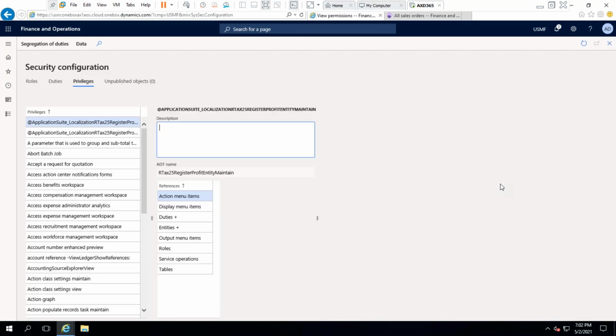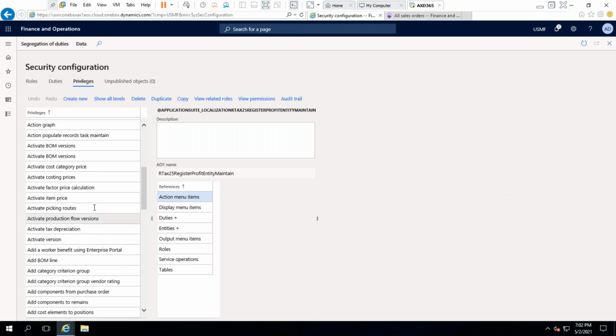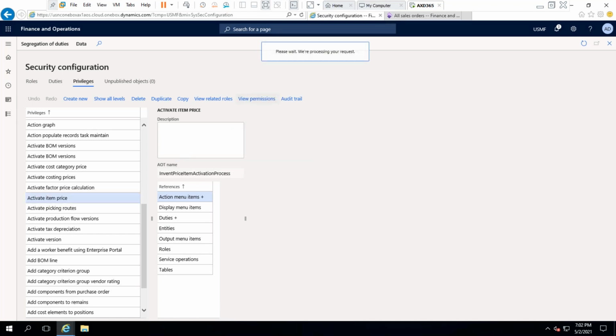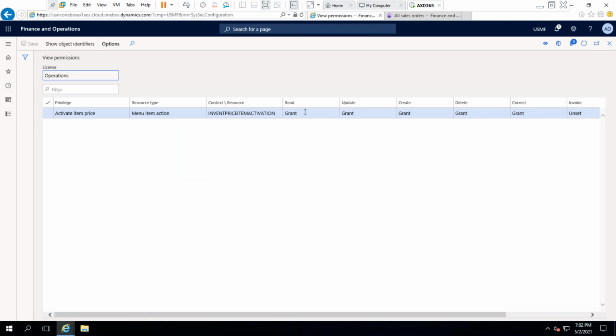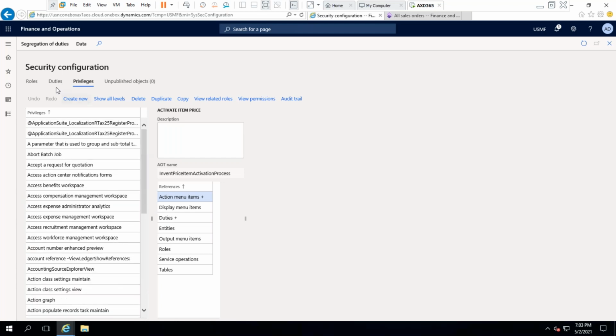Technical names will be there. See, activate item price is a privilege. You can go to view permissions. This is a techno-functional task. The screen will have technical words inside. Unless you have some table-level experience, it is not easy to understand; otherwise, it's a little bit complex. These are privileges. These are duties.